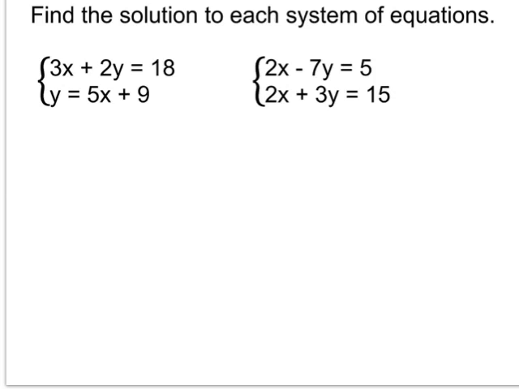So that first one is set up for substitution, so start working through that as you are still working on it yourself.